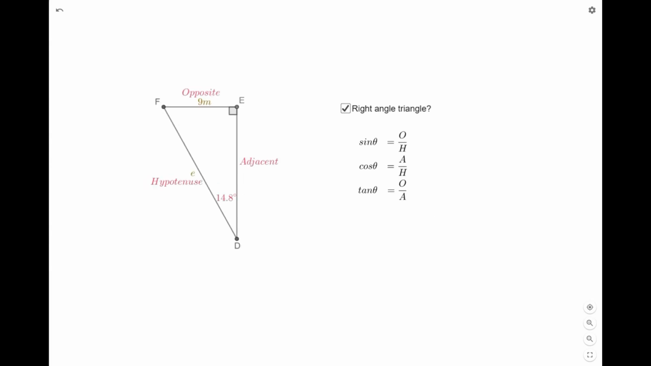you still have to write units in your answers. We are back to the second triangle. For this one, we picked sine theta is equal to opposite over hypotenuse. Again, we substitute the information in. So theta is 14.8 degrees. The opposite is 9 and hypotenuse is e.